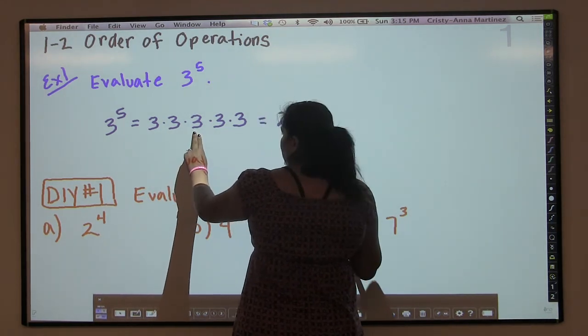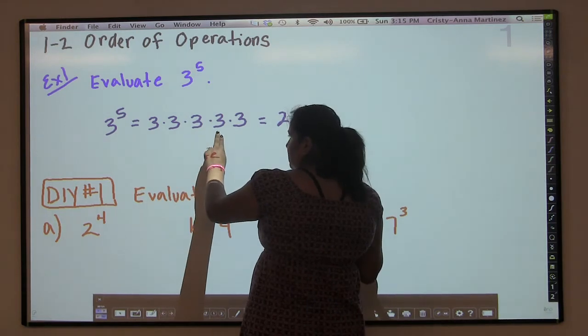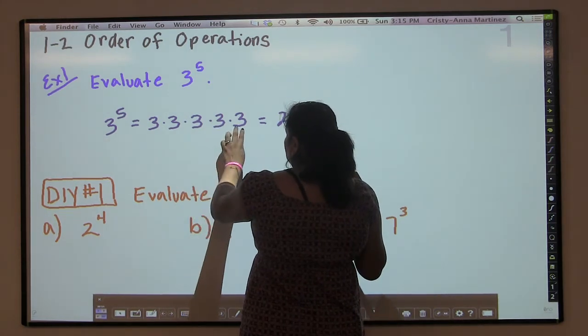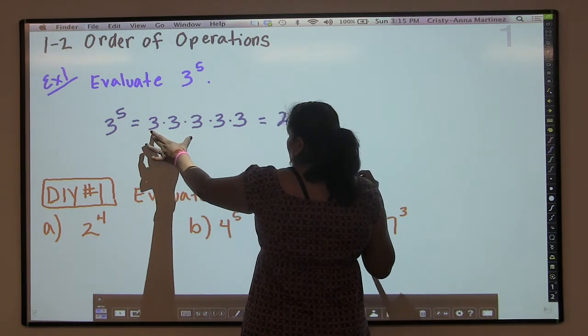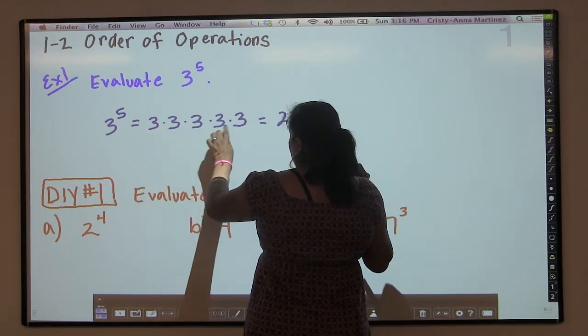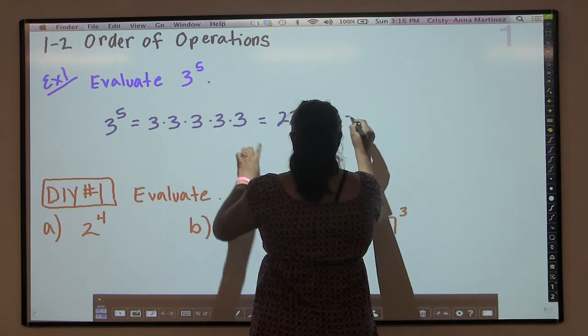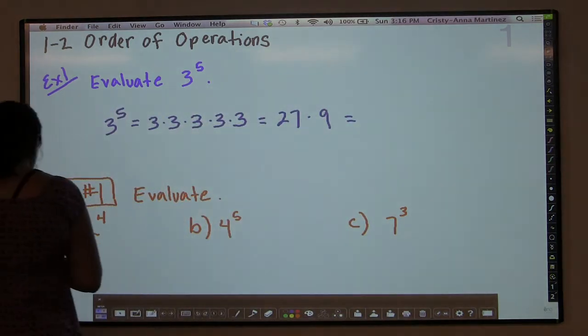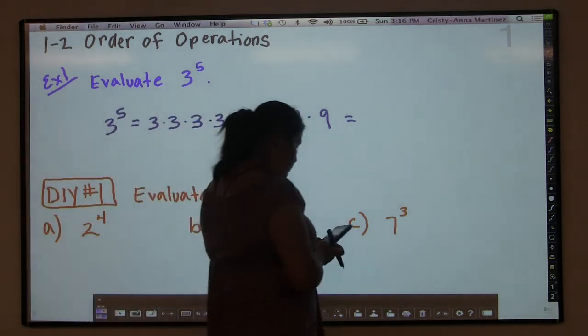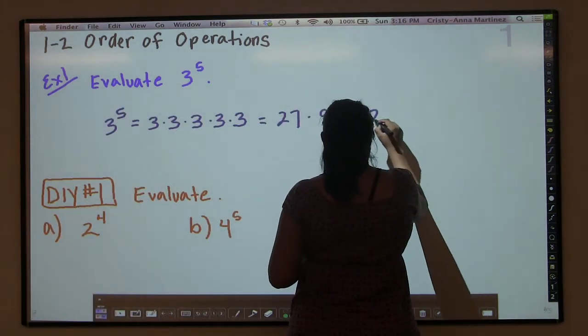And perhaps at this point you don't know what 27 times 3 is. But what you can do is you can take these two 3s. So these first 3s, 3 times 3 times 3 is 27, and then 3 times 3 is 9. So then 27 times 9 will then give us 243.